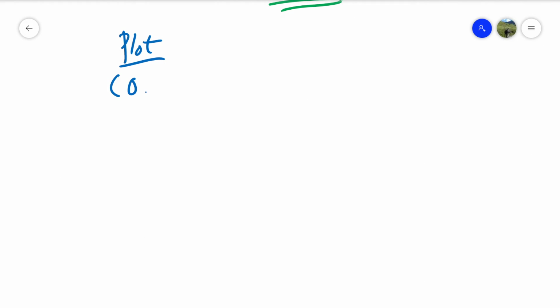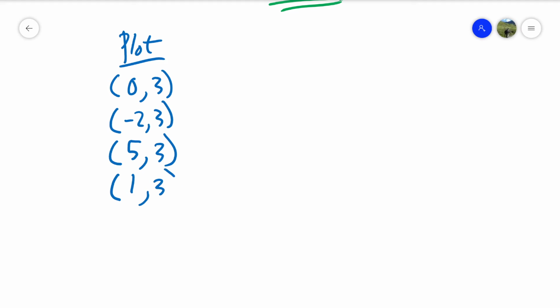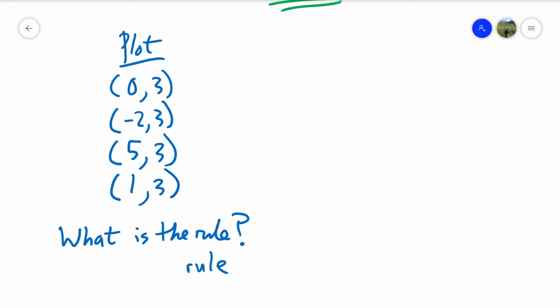So let's plot these points. I'm going to be writing 4 points and then I'm going to write a question underneath, so maybe pause after you've seen the question. The question is, what is the rule? That says rule, R-U-L-E. My writing's a bit scruffy.